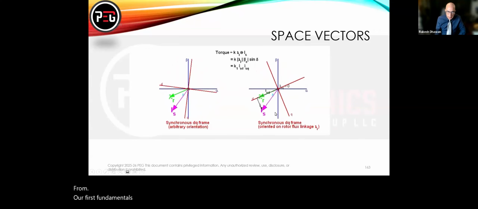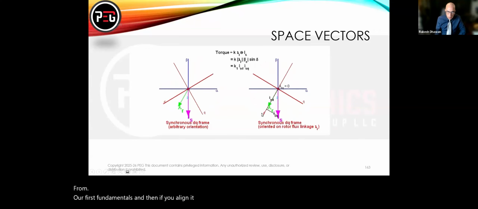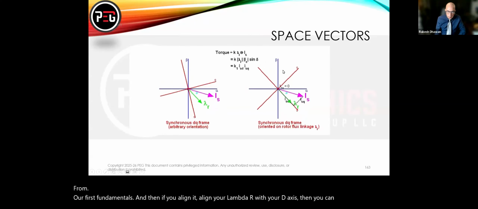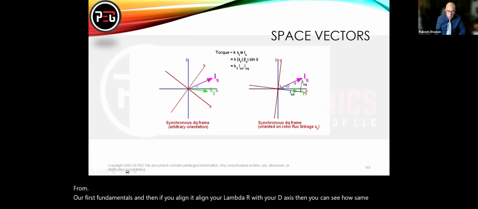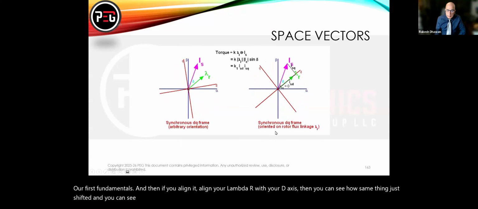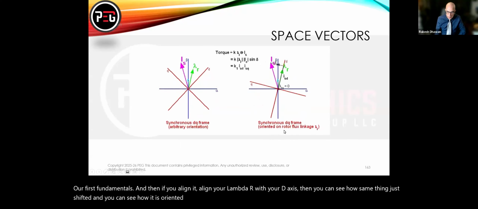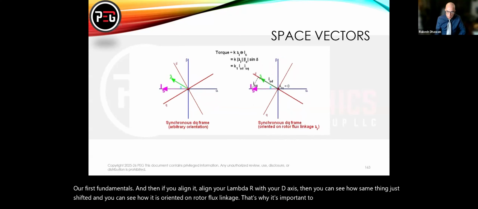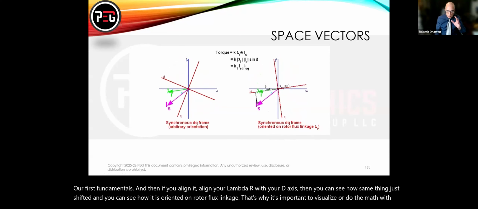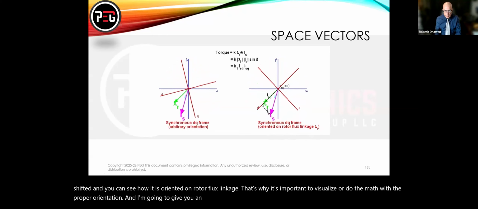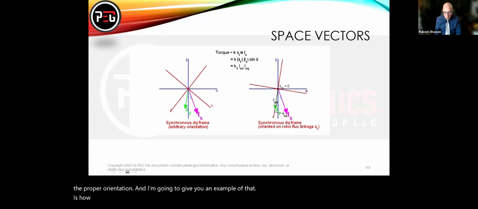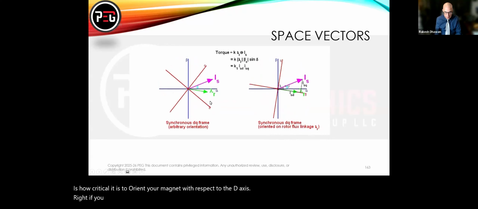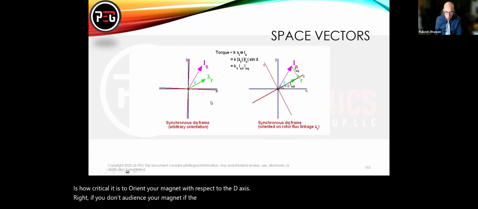And then if you align your lambda R with your D axis, then you can see how the same thing is shifted, and you can see how it is oriented on the rotor flux linkage. So that's why it's important to visualize or do the math with the proper orientation. And I'm going to give you an example of how critical it is to orient your magnet with respect to the D-axis, right? If you don't orient your magnet with the D-axis, your math is going to be all wacky.